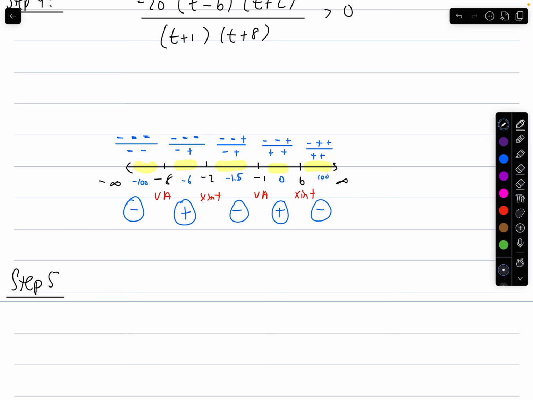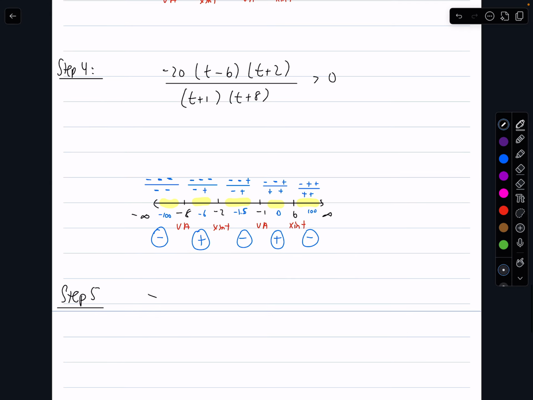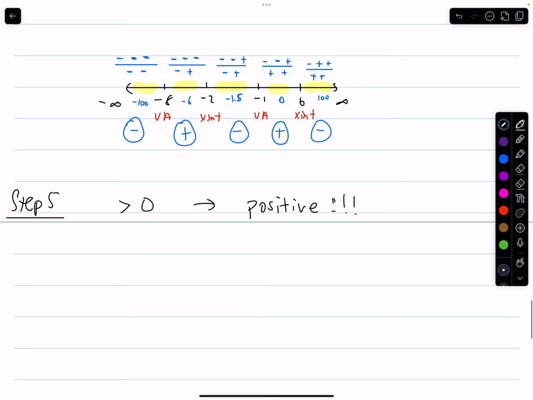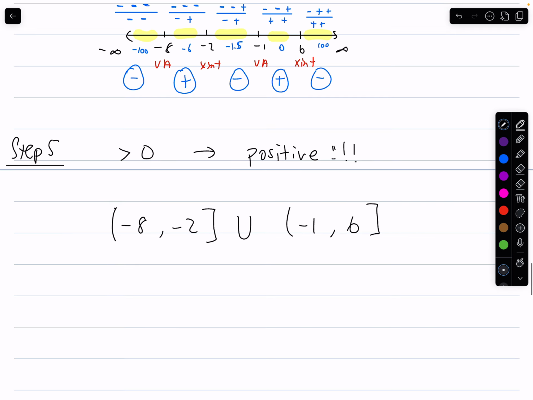So in step 5, we know that it's greater than 0. Therefore, it's asking us what is positive. Okay, so which zones are positive? Well, we know from -8 to -2 is going to be a positive zone. But it's going to be a vertical asymptote at -8 to an x-intercept of -2. And the other positive zone is going to be from a vertical asymptote of -1 to an x-intercept of 6. And this would be your answer.